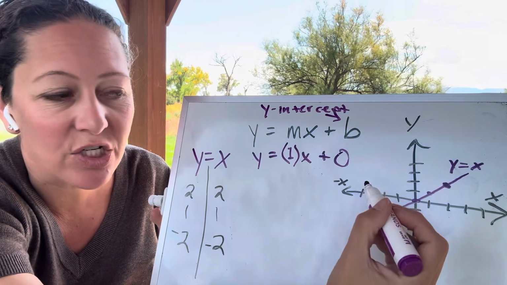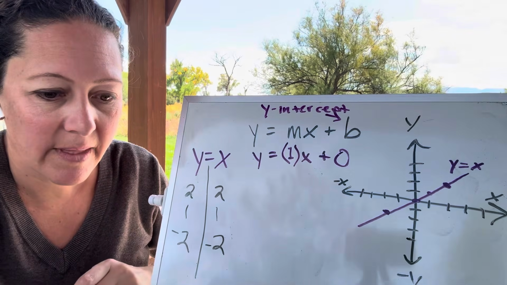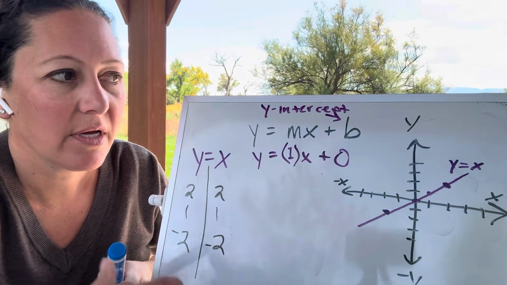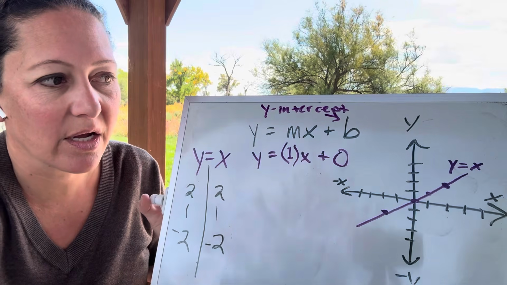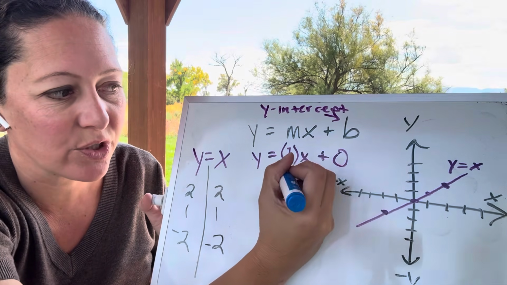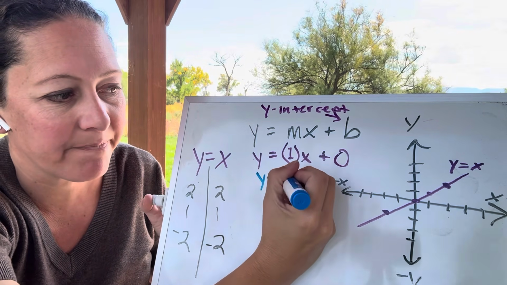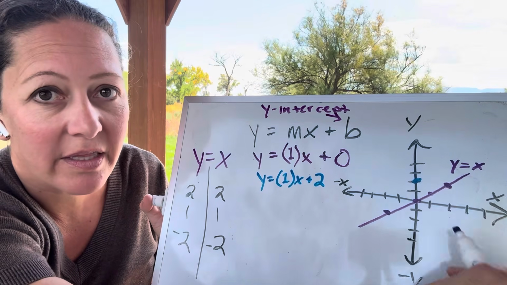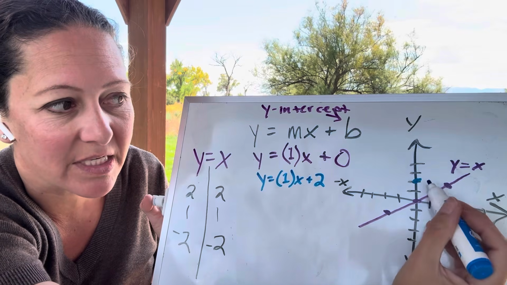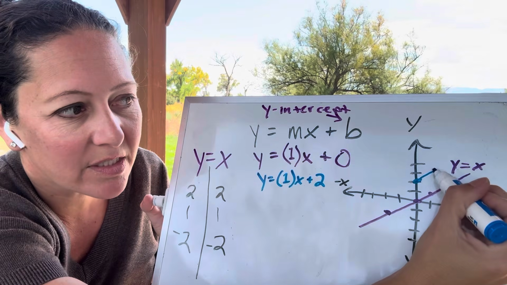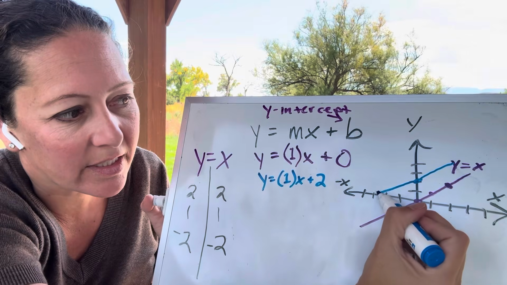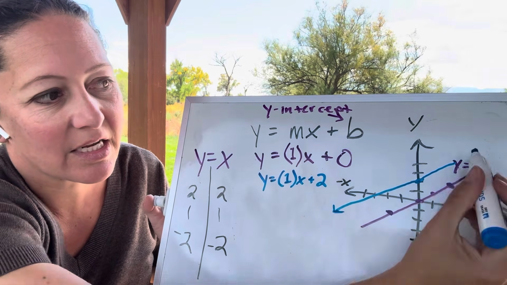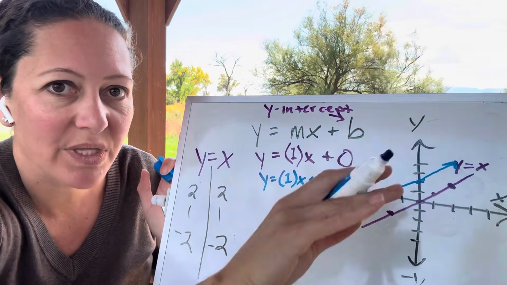If my b had changed to 2, if I had come over here and changed my b to 2, but I kept everything else the same, plus 2, that means I'm starting right here. That's where my y-intercept is, my b value, but I'm still going to have a parallel line that comes through and does the same thing as this line had done. It's going to have the same slope, the same direction.